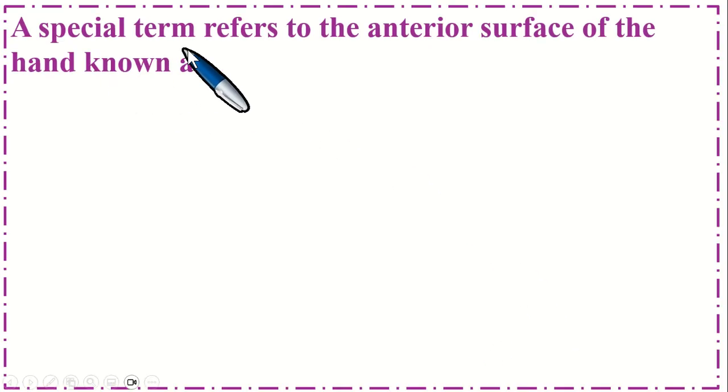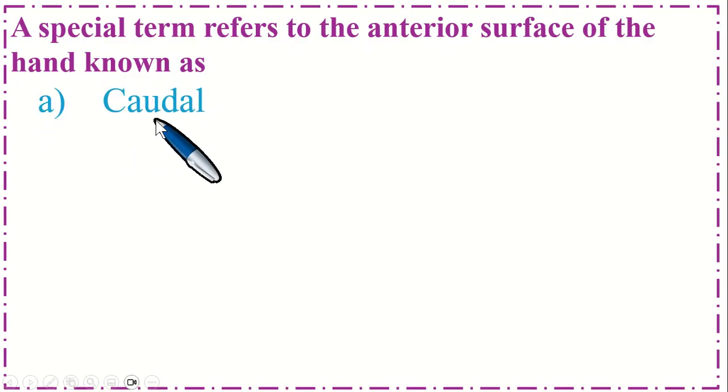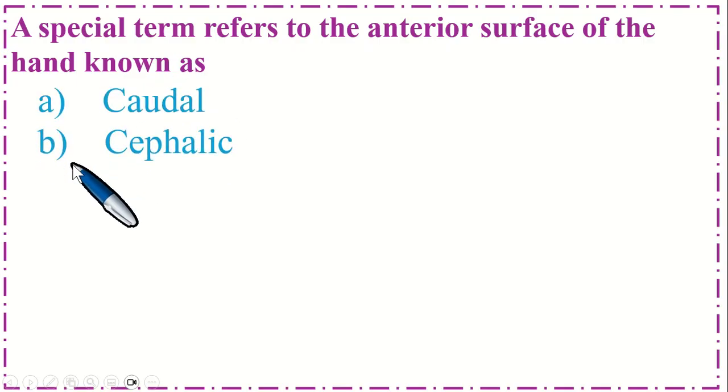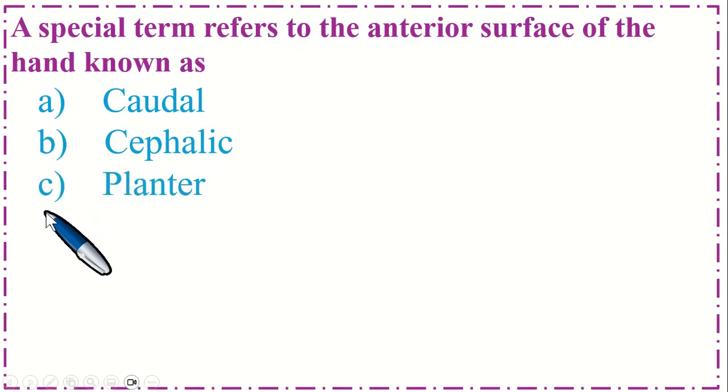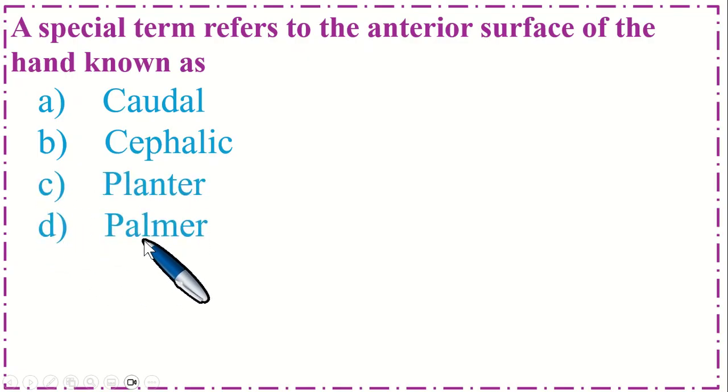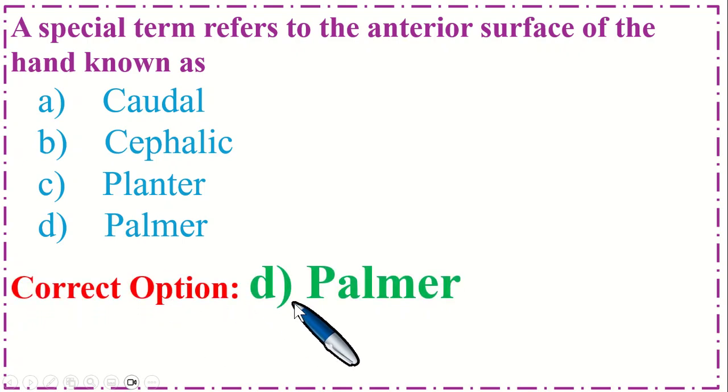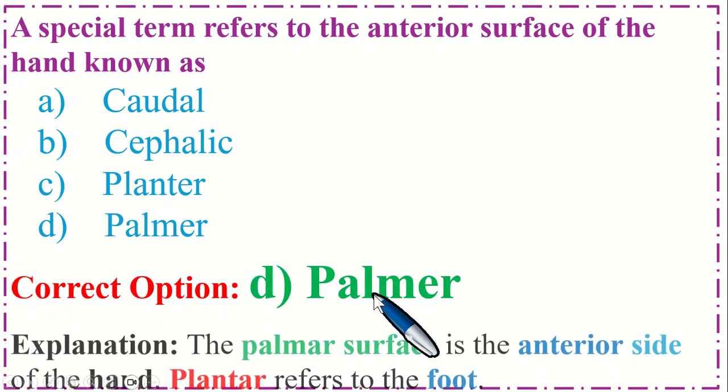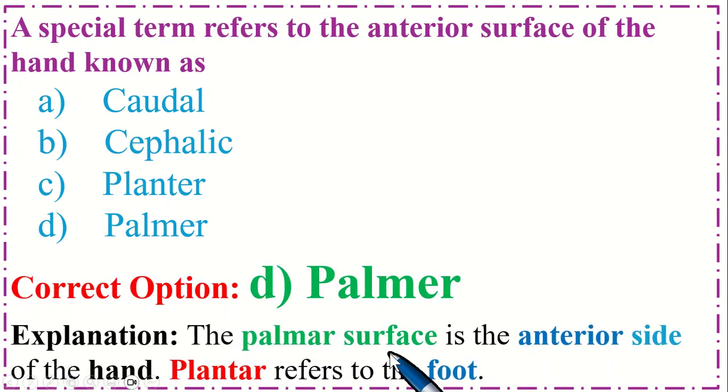A special term refers to the interior surface of the hand known as option A caudal, B cephalic, option C plantar and option D palmar. So the correct option is D palmar. Explanation is the palmar surface is the interior side of the hand. Plantar refers to the foot.